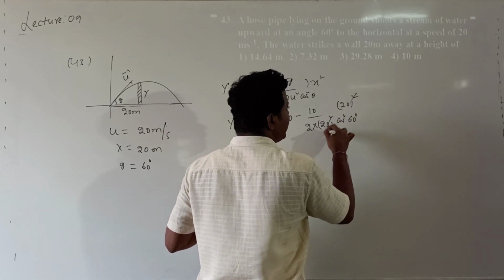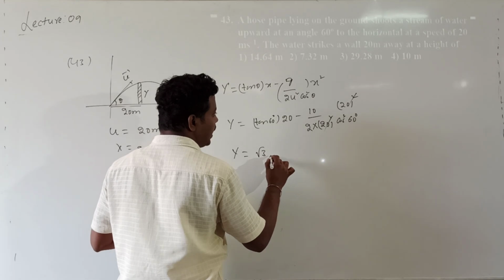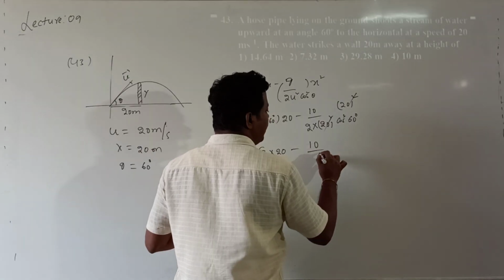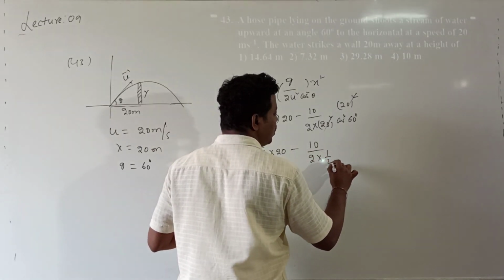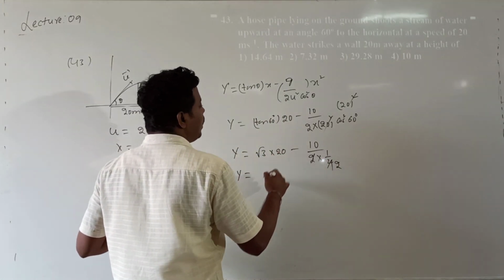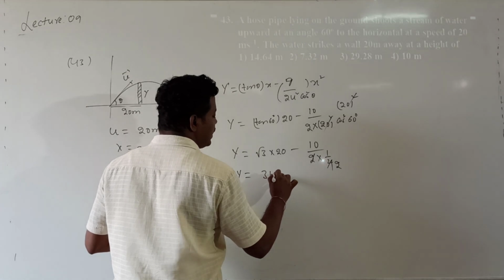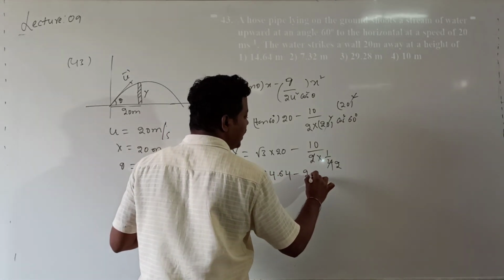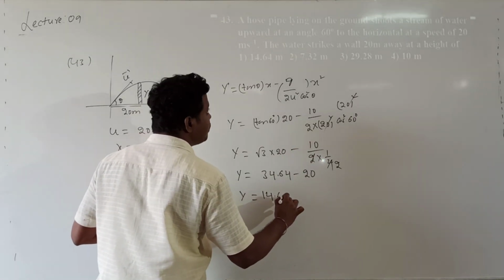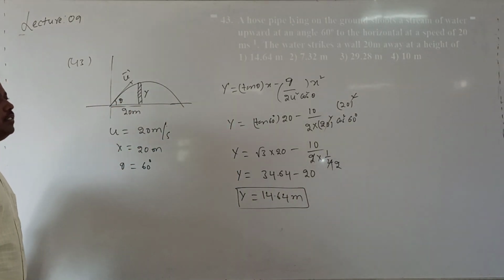Then 20 square cancels. Then y is equal to tan 60, which is root 3, so root 3 into 20, minus 10 divided by 2 into cos 60 value 1 by 2, whole square, 1 by 4. So 2 ones are 2, 2 twos are 4. Then y is equal to 1.732 into 20, which is 34.64, minus 20. So y value will be 14.64 meters. This is the height of that wall.